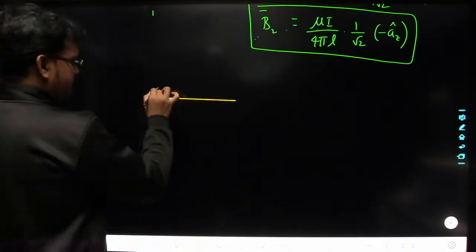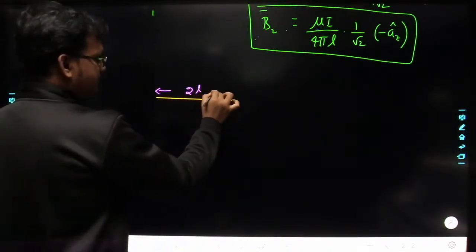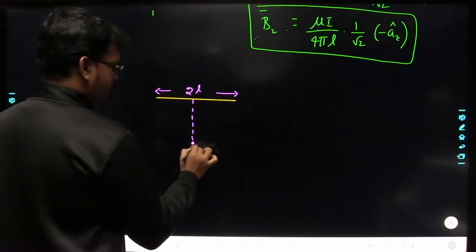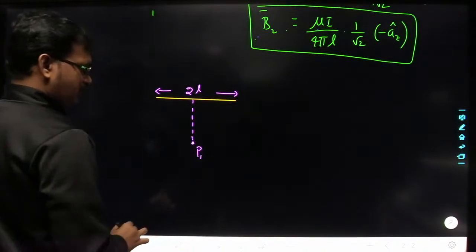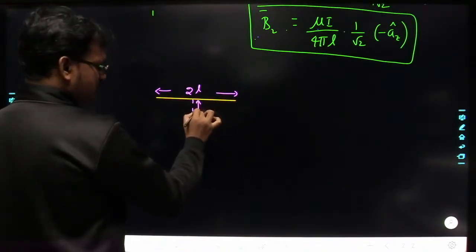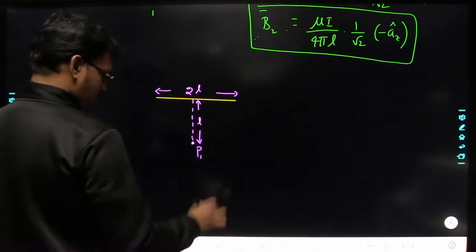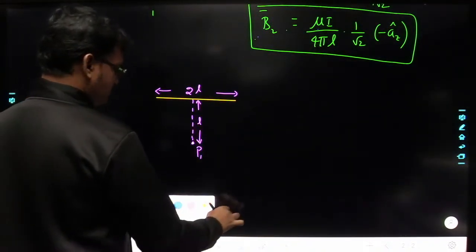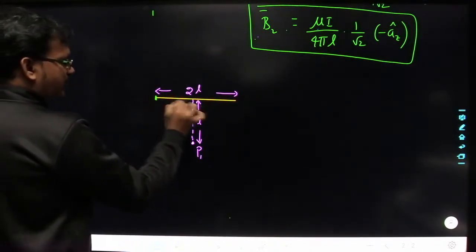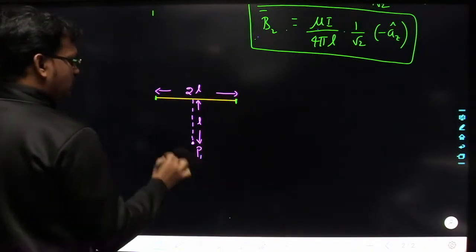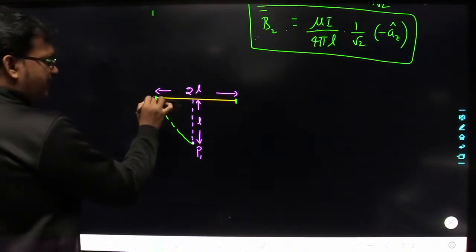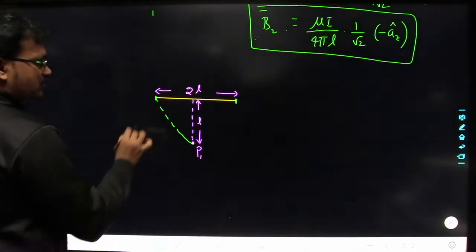So its length is 2L, and at this point P1 you have to determine the B field. The normal distance from here to here is L, right? Now you have to determine the angles. So this is one end and this is another end, right? So what is the angle at this point? What is the angle made by this end of the wire?